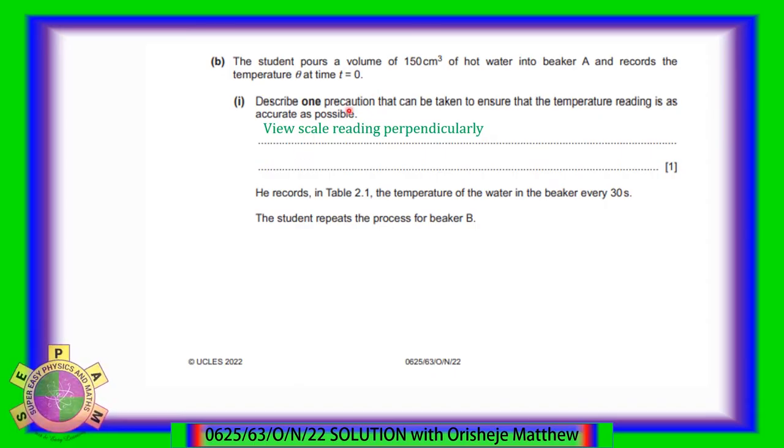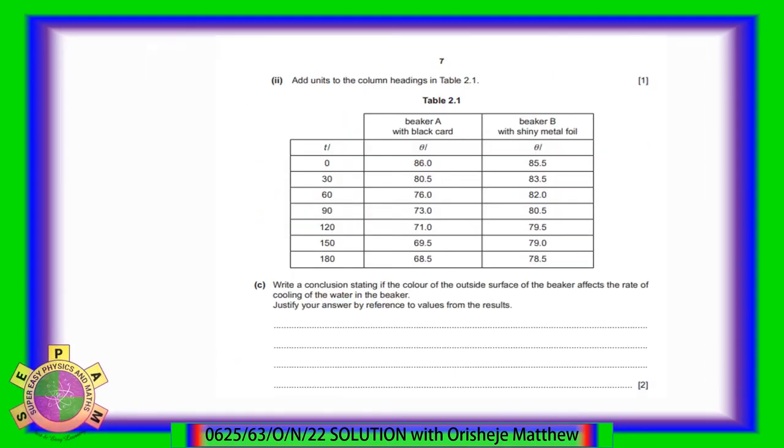Describe one precaution that can be taken to ensure that the temperature reading is as accurate as possible. You view your reading vertically, wait until the rising stops, and avoid the thermometer touching the beaker. Okay. And then the student takes the reading every 30 seconds. She repeats the process for beaker B, the one with shiny foil.